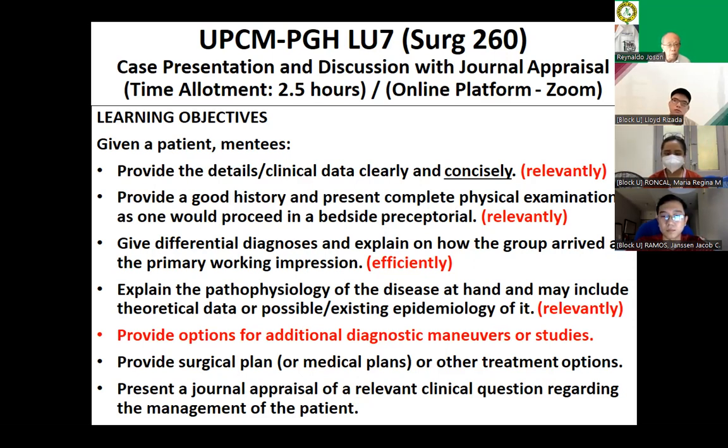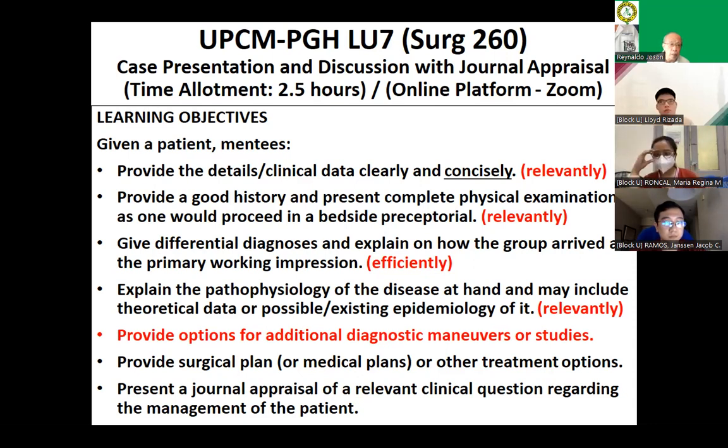And then number four, explain the pathophysiology of the disease at hand. You may include theoretical data or possible existing epidemiology of it. Again, emphasis is relevance. Provide options for additional diagnostic maneuvers or studies. It's in red. I just provided this one. It's lacking in your learning objectives. So I think there's a need to have this one, options, because medicine is not 100% all the time. There are always options available.